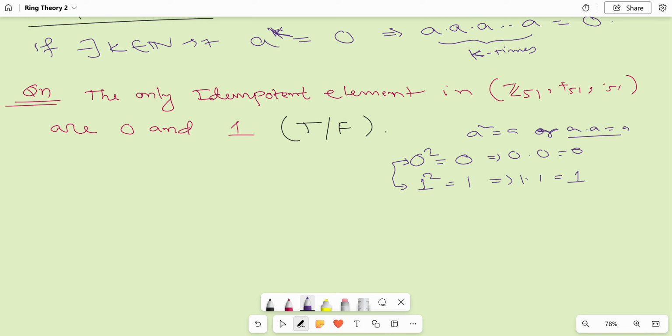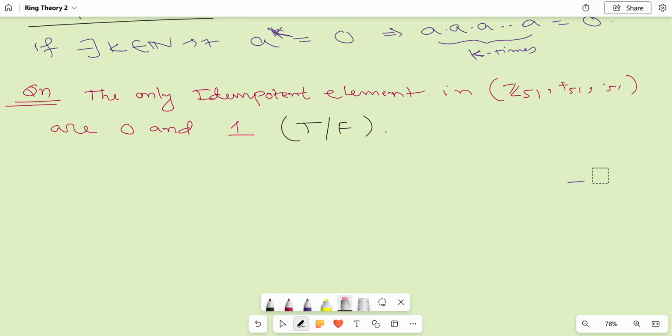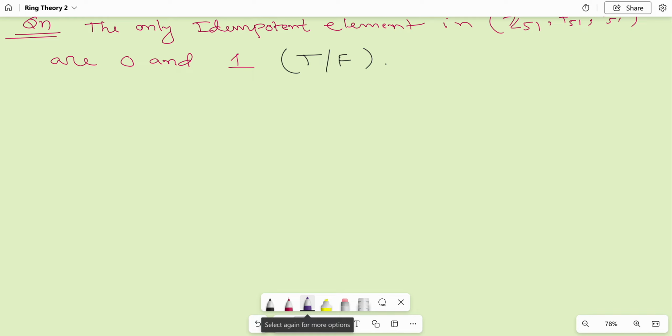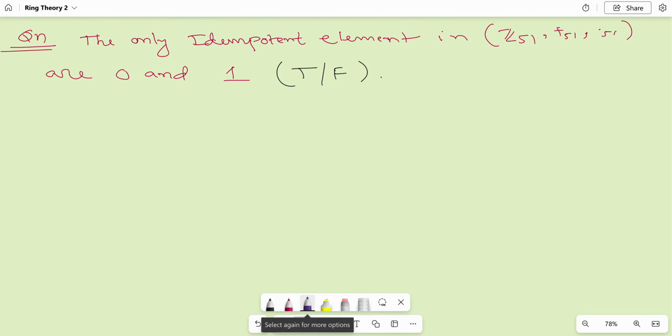Is it true? If there is any other idempotent element, then the statement will be false. So what will the answer be? Just think about it and try to answer whether this statement is true or false. I'm giving you a solution for this, but before getting into the solution, I'm requesting you to please try to solve it yourself. So, the solution.